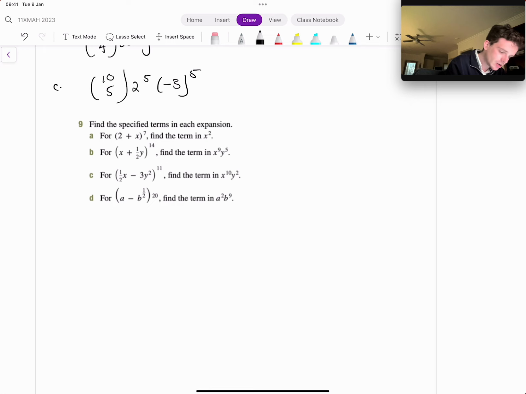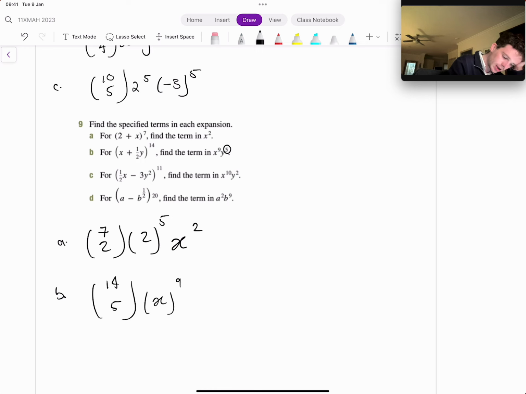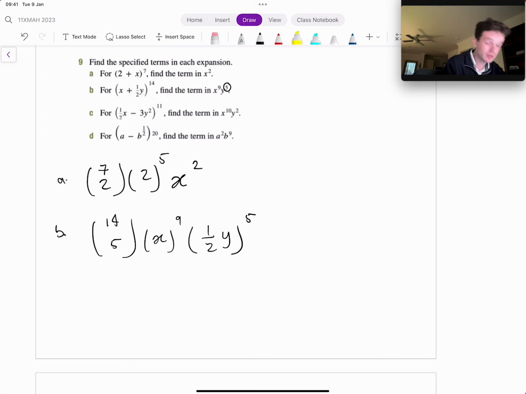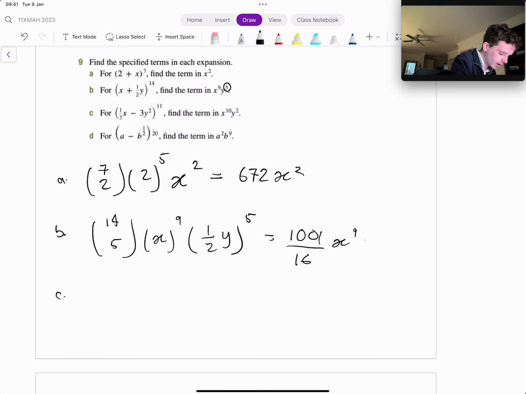Find the coefficient of the specified terms in each expression. So we have to find x squared. It's 7 choose 2 times 2 to the power of 5, which is 7 minus 2, times x squared. Part B, the value of k is 5, so 14 choose 5 times x to the power of 9 times 1 on 2 y to the power of 5. I am going to leave it like that, but you can simplify that. So part A is 7 choose 2 times 2 to the power of 5, which is 672 x squared. This one here is 14 choose 5 times 1 on 2 to the power of 5. I think it's 1001 on 16, x to the power of 9, y to the power of 5.